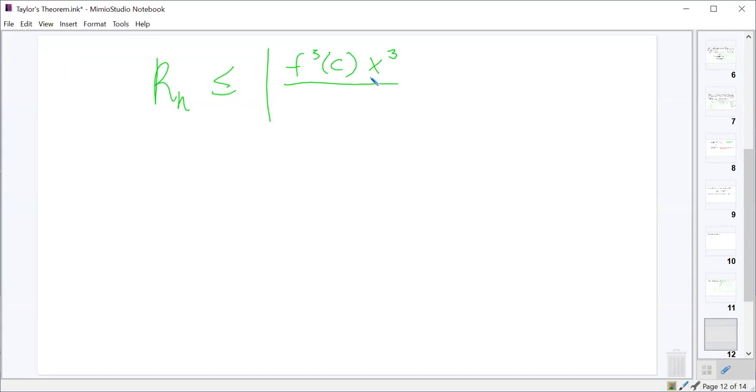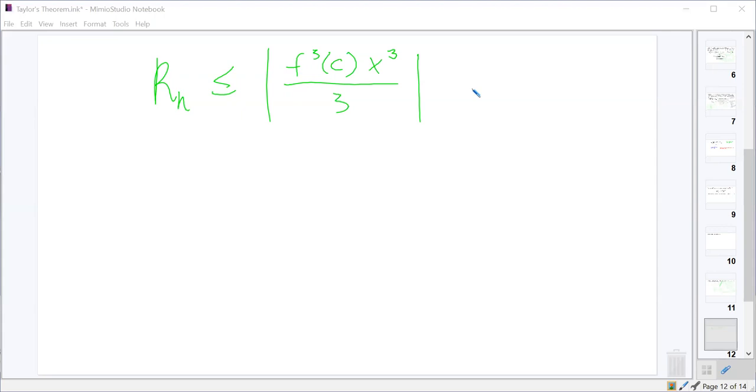Which, what is our n? Our n is 2. So over 3. Now this is n equals 2. We started n equals 0, n equals 1, then n equals 2. N equals 2 is the term we're using. It's the n plus first derivative, third derivative, x to the n plus 1, third power, n plus 1, 3 in the denominator. Everybody good with that? Zoom good with that or no? You guys have been awfully quiet the last 15 minutes.